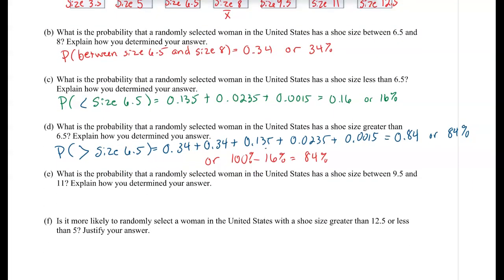All right, next one. It says, what is the probability that a randomly selected woman in the United States has a shoe size between 9.5 and 11? All right, let's write this down and then you guys are free to go. What's the probability of between 9.5 and, between size 9.5 and size 11?